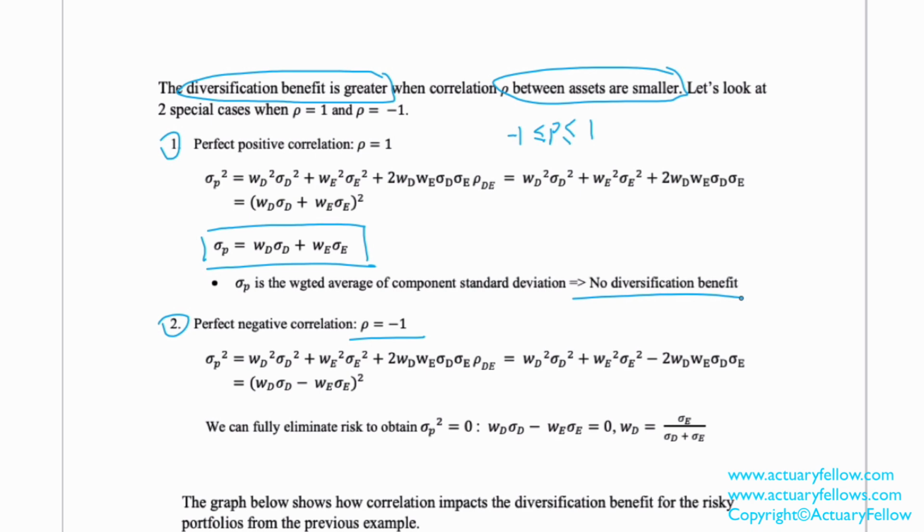For the second case, perfectly negative correlation, if the weight in the debt fund is equal to equity fund standard deviation over the standard deviation sum, we can get a portfolio variance equal to 0. Essentially, we can eliminate all the risk.